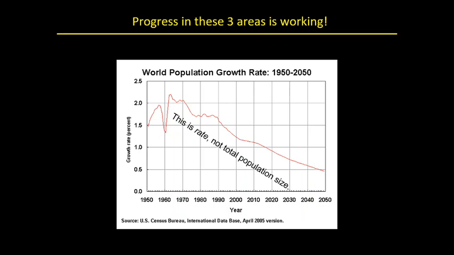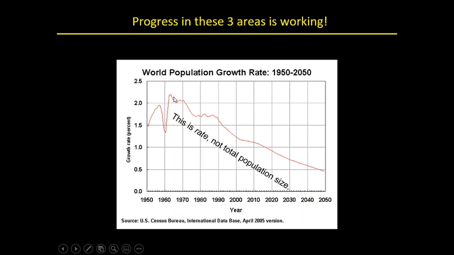Anyway, moving on here. Okay, so progress in these three areas is working, and what you're looking at here is a graph of population growth rate. And I've written across the center of this graph to remind you that this is rate, not population size. So this is growth rate over time from 1950 to 2050, projected out to 2050. And you're looking at growth rate in terms of percentage of the population size. So for example, around 1963, when this was at peak, the population was growing at roughly 2.2%. That means out of every 100 people, you would have another 2.2 by the end of the year.